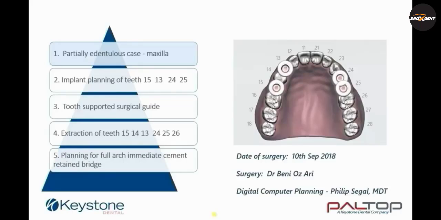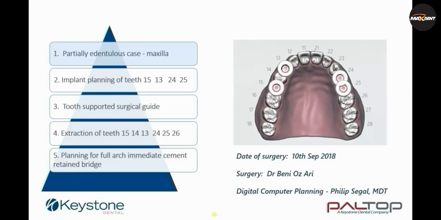The first case, courtesy of Dr. Ben-Yozari, is a partially edentulous case in the maxilla. Implant planning is required for teeth 15, 13, 24, and 25. A 2-supported surgical guide will be manufactured. Teeth 15, 14, 13, 24, 25 and 26 will be extracted, and there will be planning for a full arch immediate cement-retained bridge.